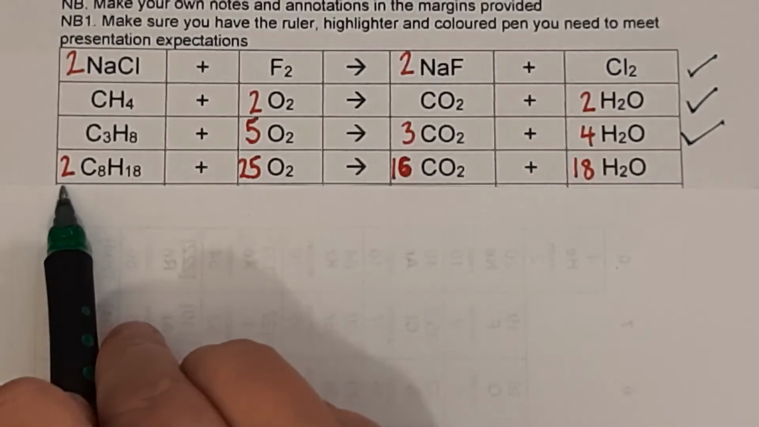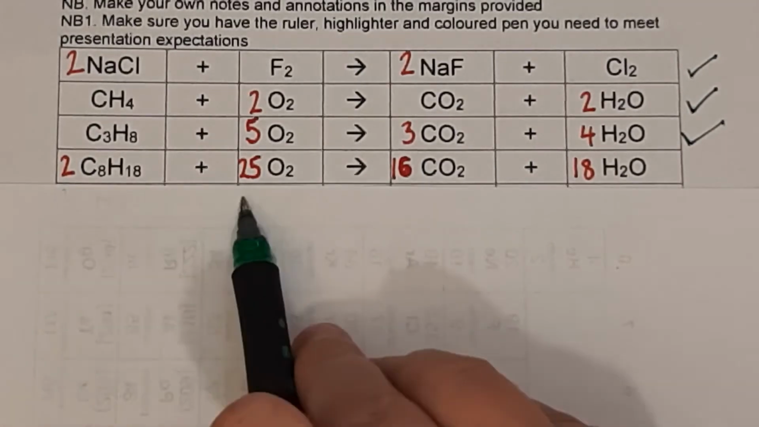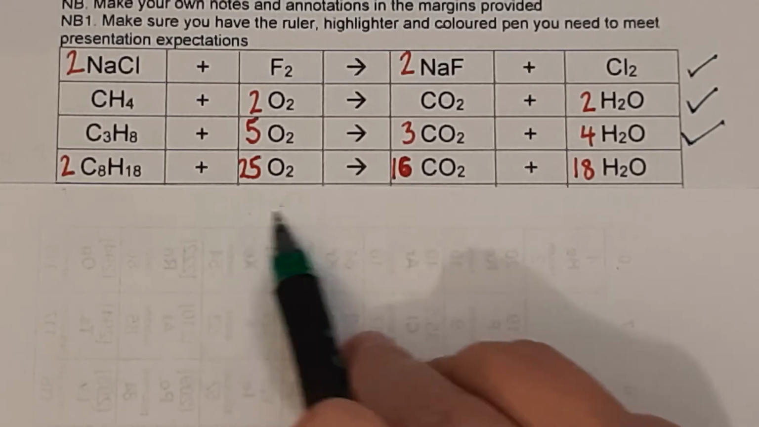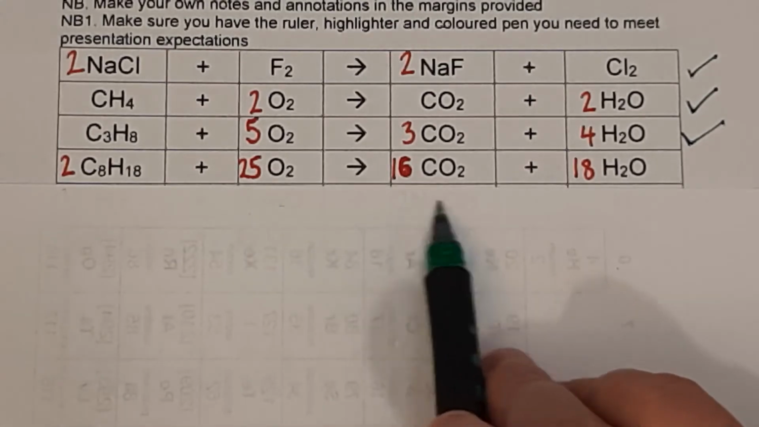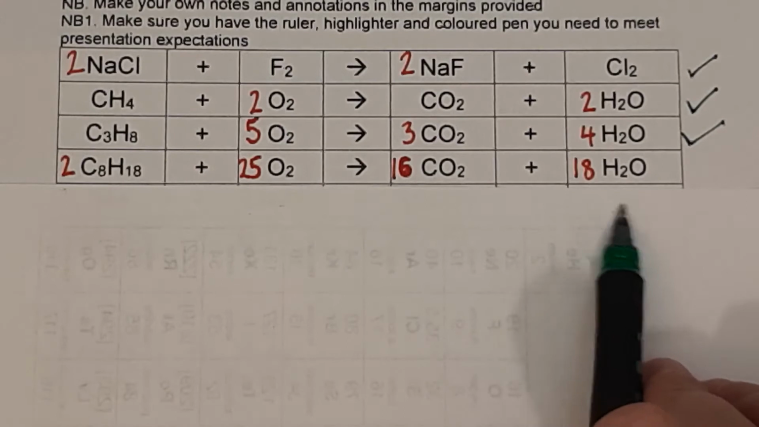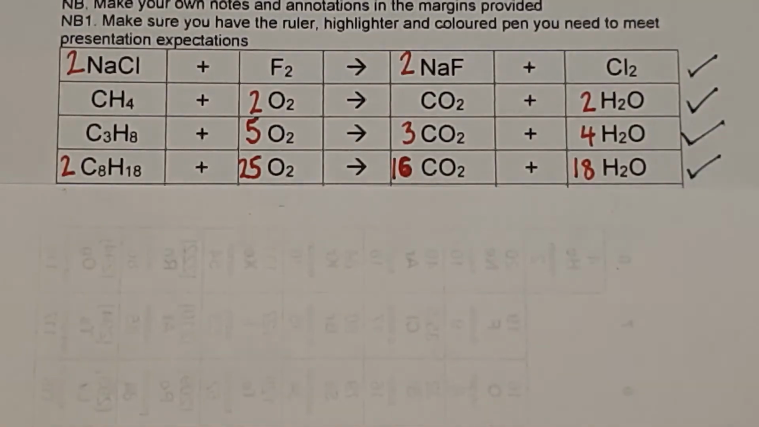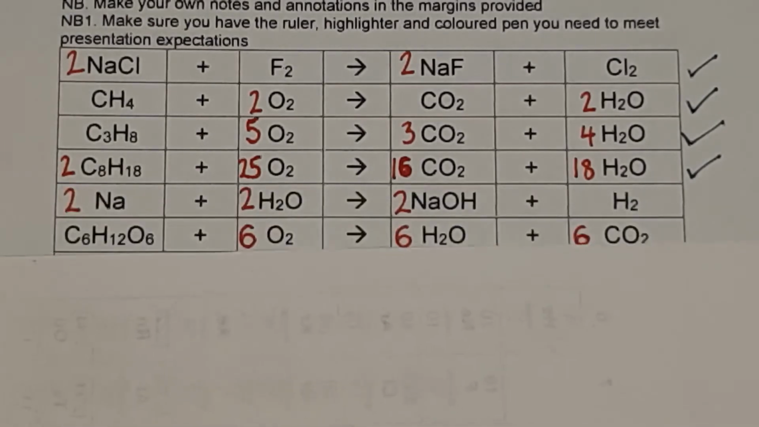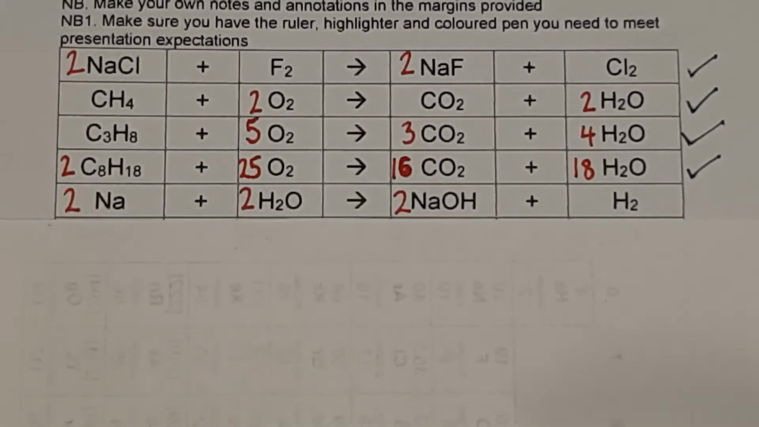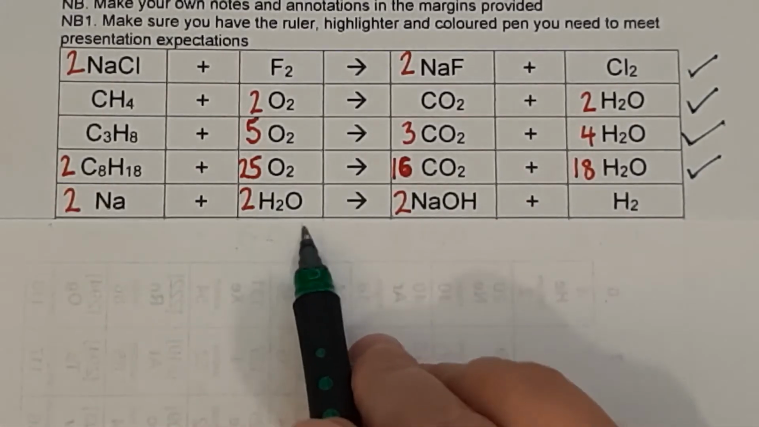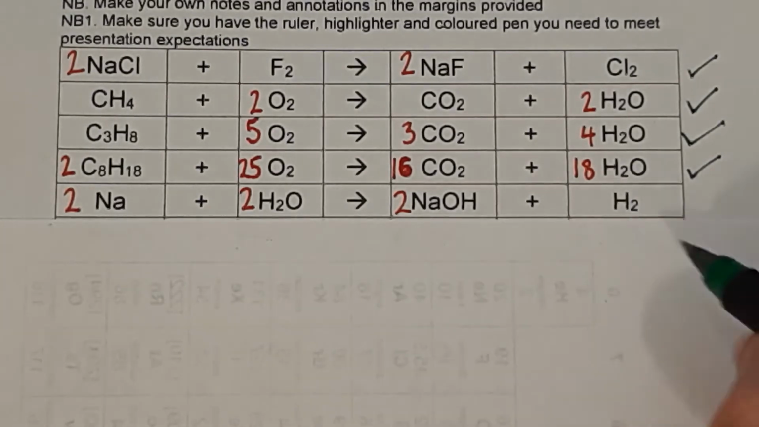So you need to put a 2 in front of this one, 25 in front of the oxygens, 16 in front of CO2 and 18 in front of H2O. That one was difficult because of the large quantities involved. Okay, next question. You need to put 2 in front of the Na, 2 in front of the H2O and a 2 in front of NaOH. And you do need to get all of those to get the mark.